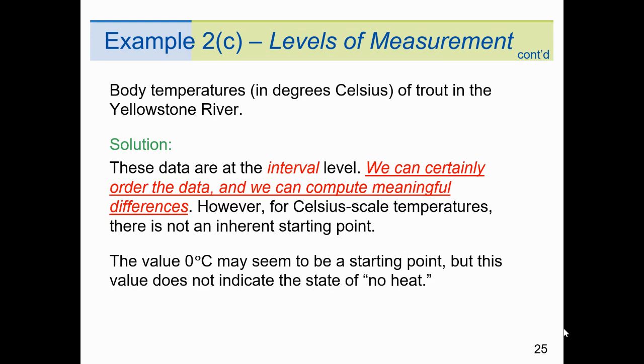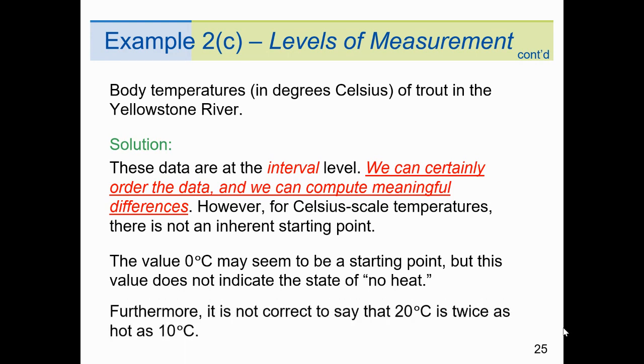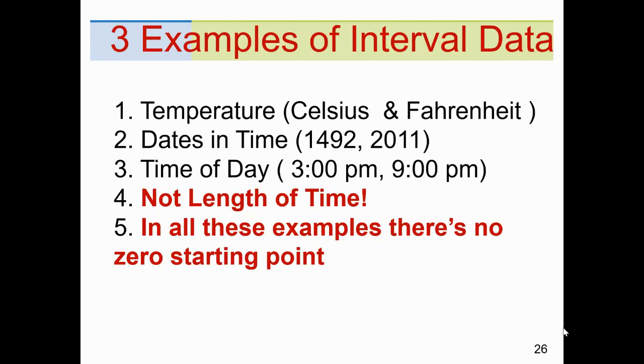The value 0 degrees centigrade may seem like a starting point. This value does not indicate no heat at all. It just means it's really cold outside. Furthermore, it's not correct to say when it's 20 degrees, it's twice as hot. No, it's 10 degrees warmer.